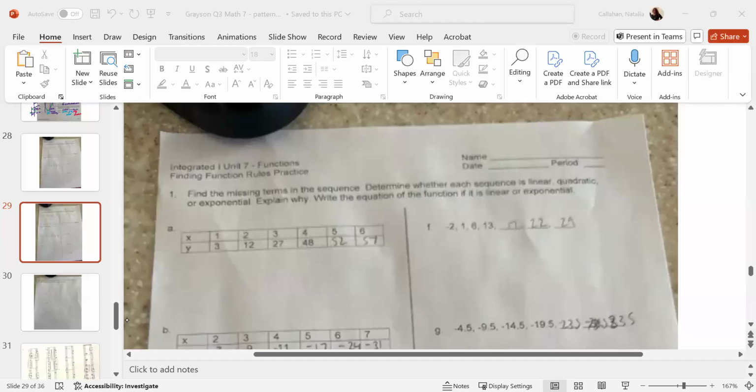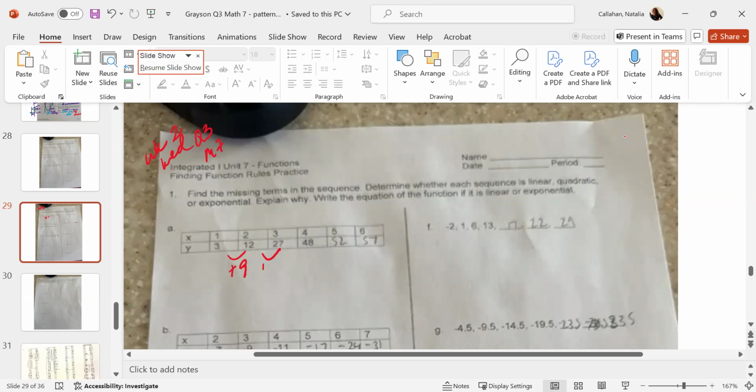So this is for week 2, Wednesday, quarter 3, math 7, on functions and finding functional rules in practice. Find the missing term, and what are you doing for the y? Are you adding, multiplying? What are you doing? Adding what? How are you doing from 3 to 12? How are you doing from 12 to 27?